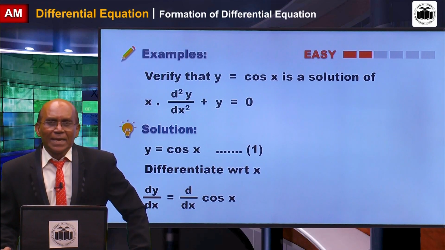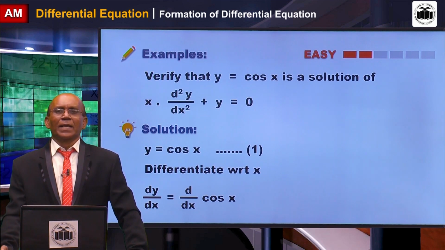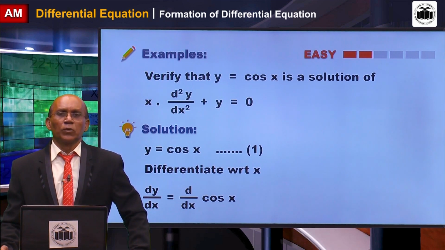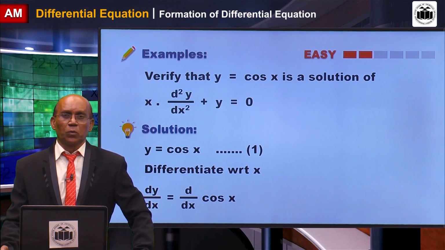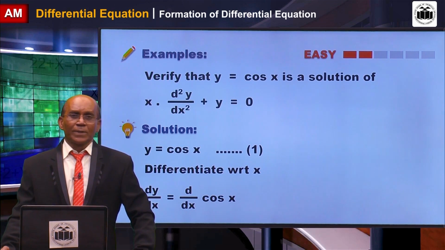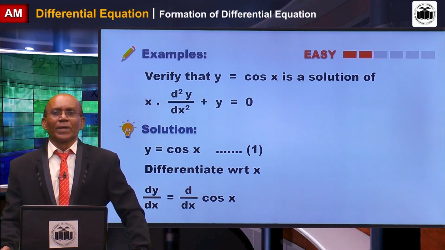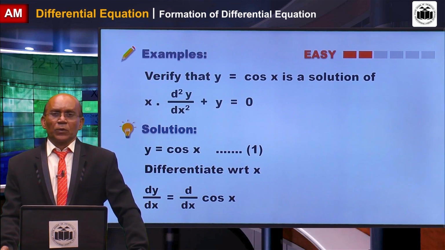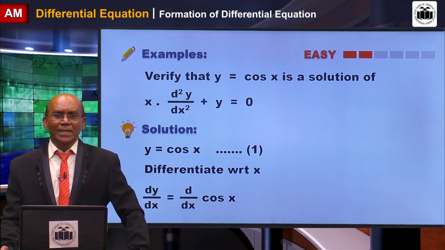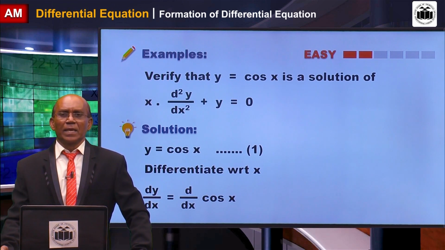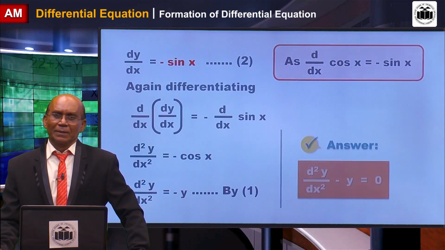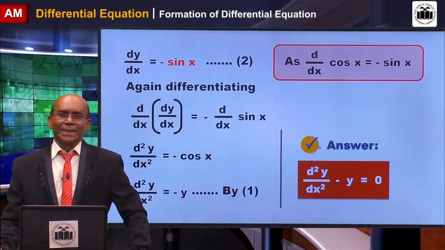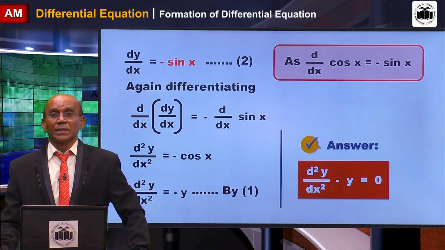An easy example is given here. Verify that y equals cos x is a solution of x d square y by dx square plus y equals 0. So y equals cos x, it is given already in your expression. So differentiate with respect to x. Then dy by dx equals minus sin x.